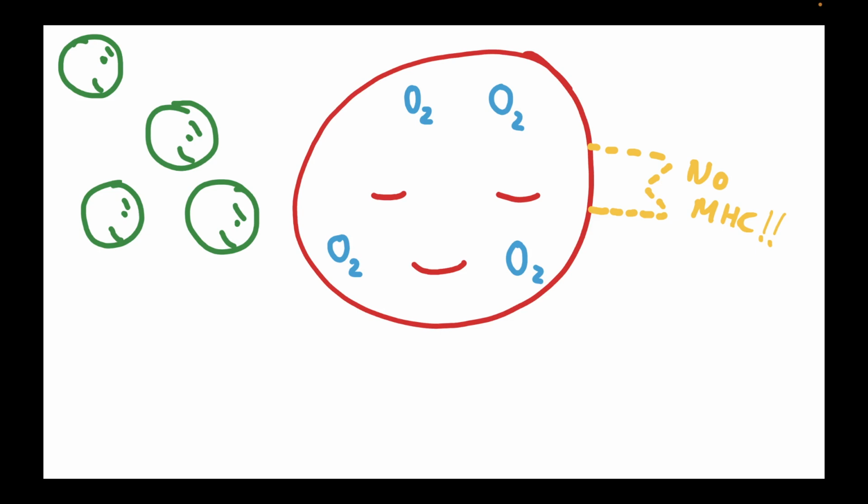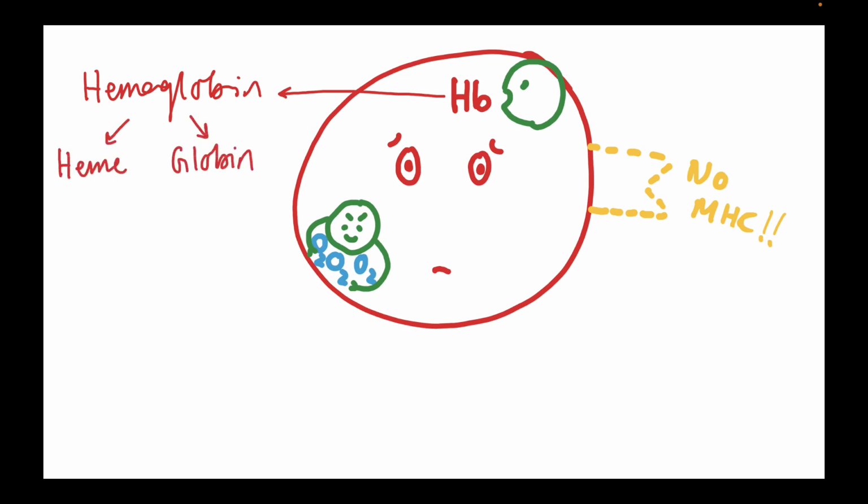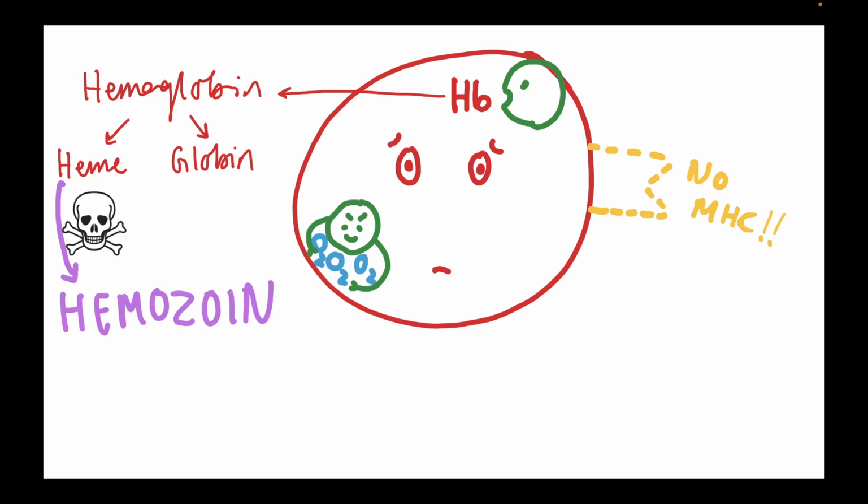Okay, so they go to the red blood cell and they eat up all of its oxygen and its hemoglobin. Now, hemoglobin, as we know, is formed from heme and globin. Heme is toxic to the merozoites. So, the merozoites convert heme into hemozoin. Now, hemozoin is not toxic to the merozoites, but the hemozoin has a secret, and we're going to look at that secret in a bit.